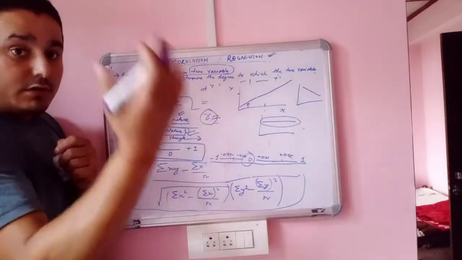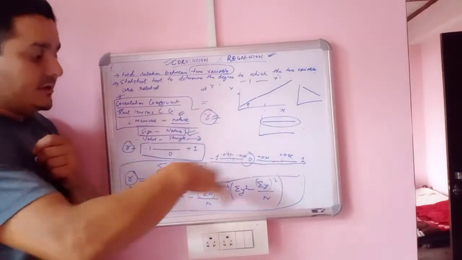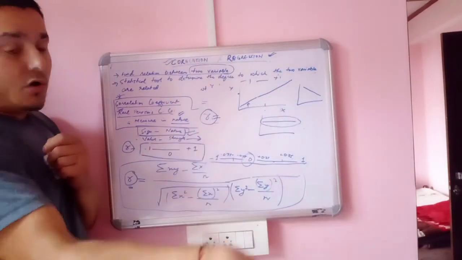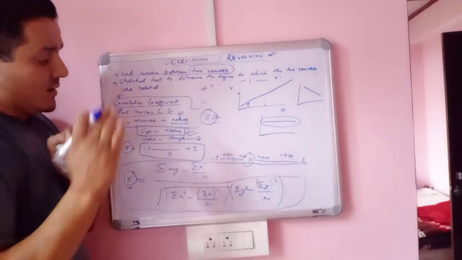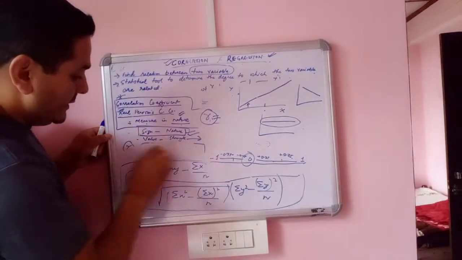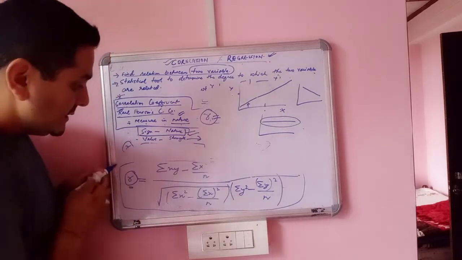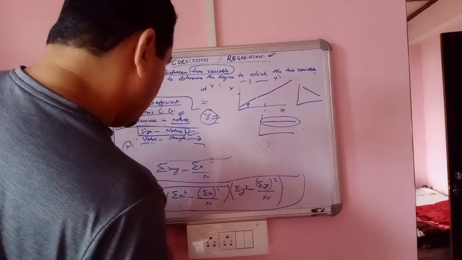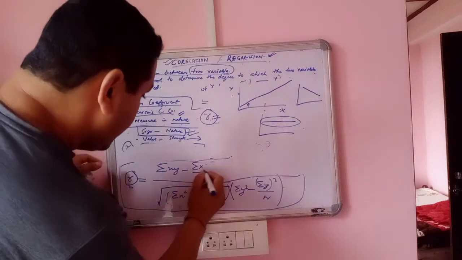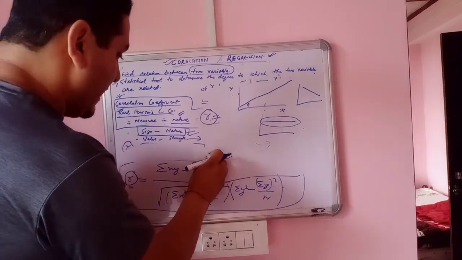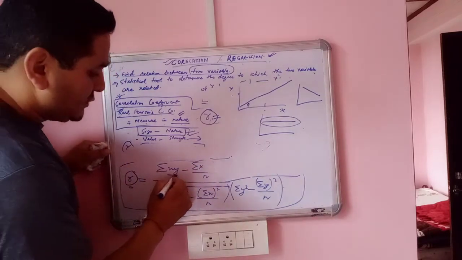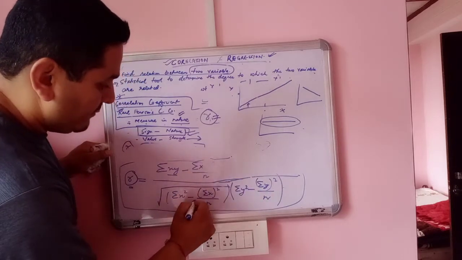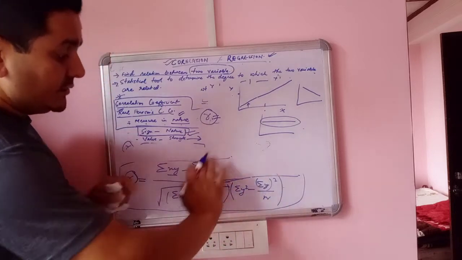If it comes outside this range, your mathematical calculation was wrong; if it comes more than +1, it is wrong. So it should come between -1 and +1. And the formula for this is, it should be x square I guess, but whatever. Simple formula: summation of xy minus summation of x into summation of y, divided by n, and so on. So this is a simple formula.